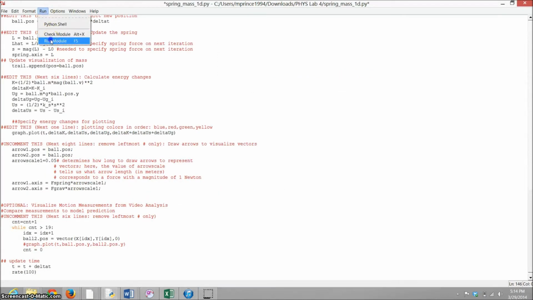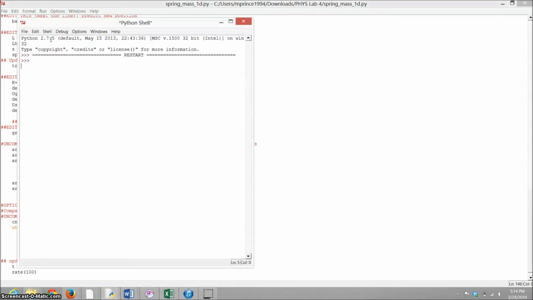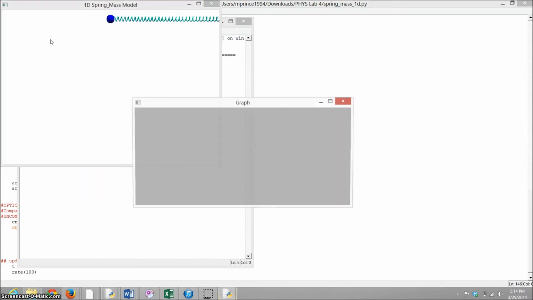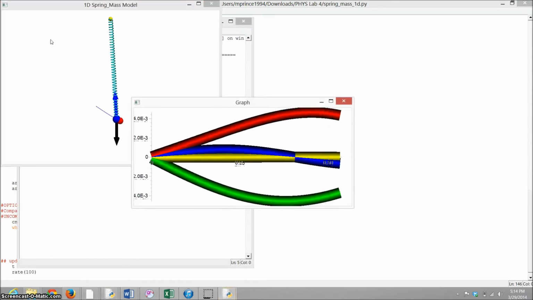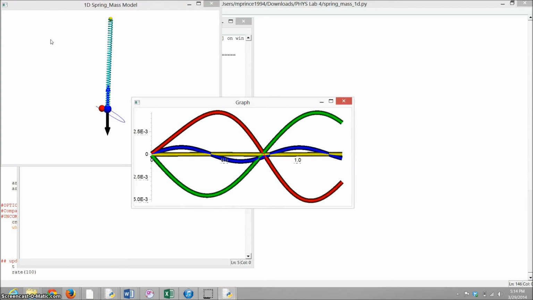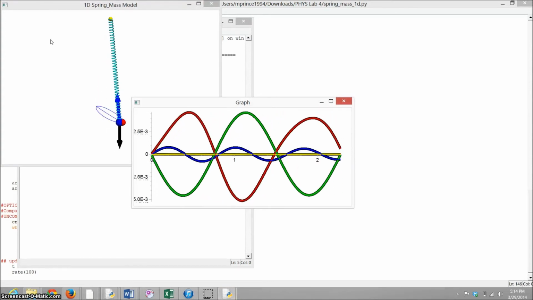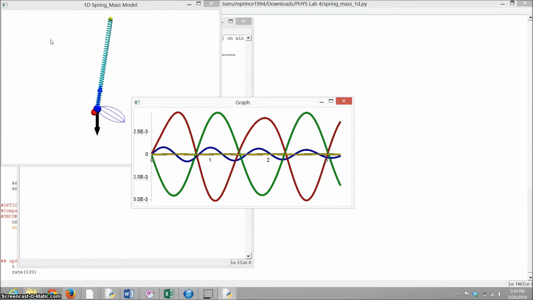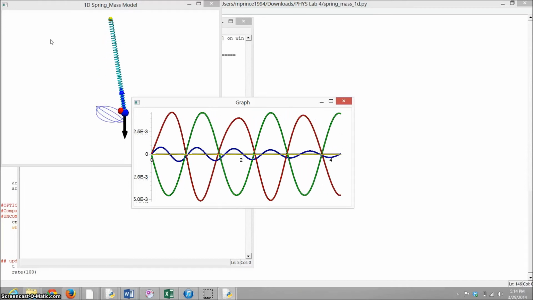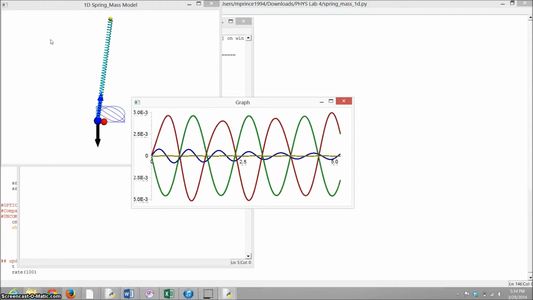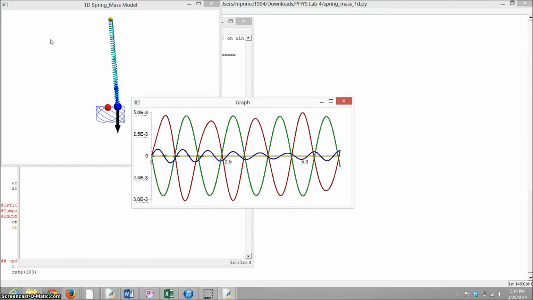This next run code is the graph of the energies in our system. The blue line is the change in kinetic energy. The red line is the change in spring potential energy. The green line is the gravitational potential energy. And the yellow line is the total sum of the change in energy, which is equal to 0.